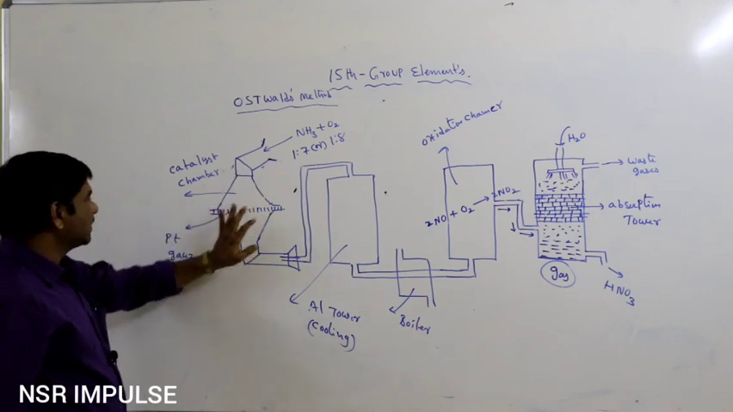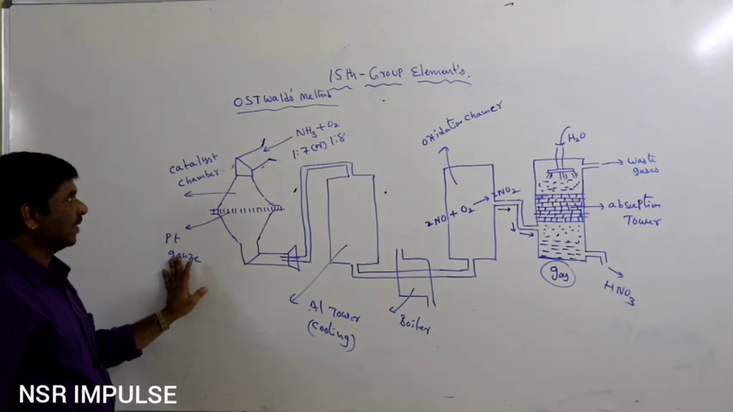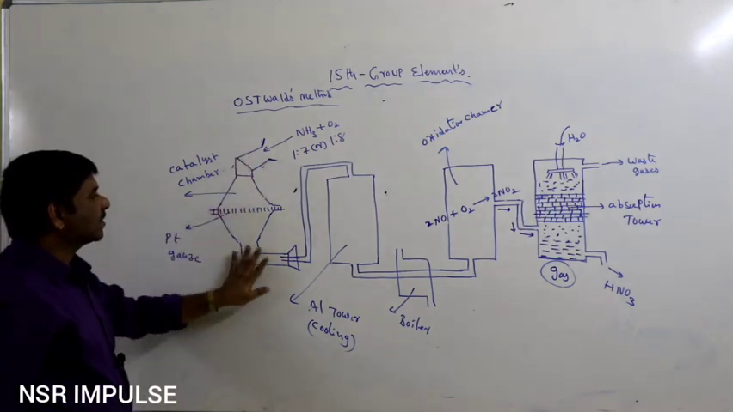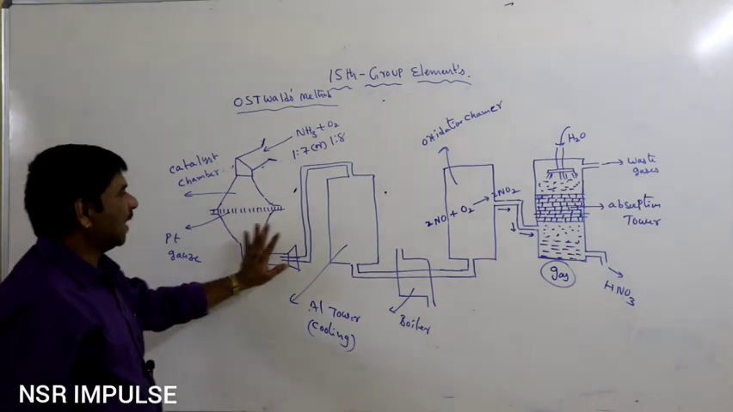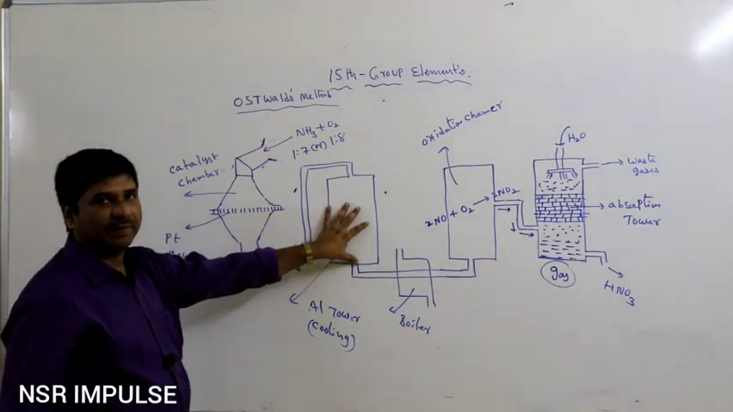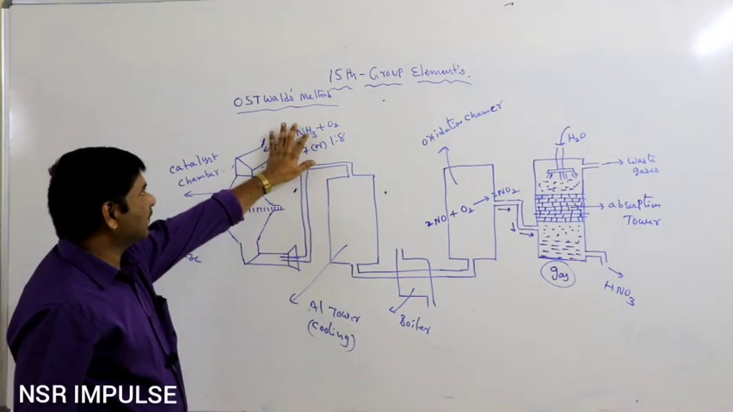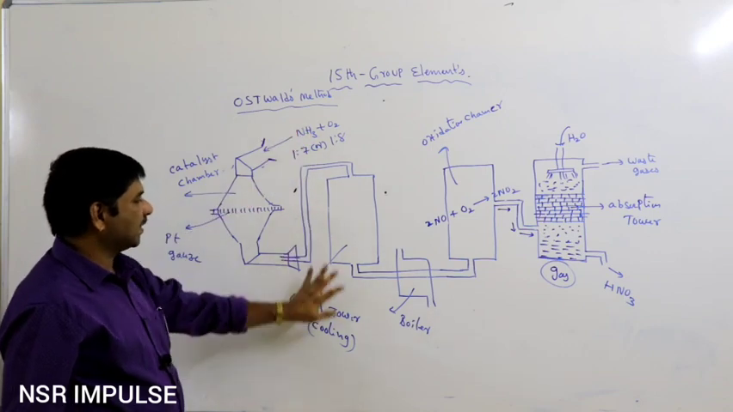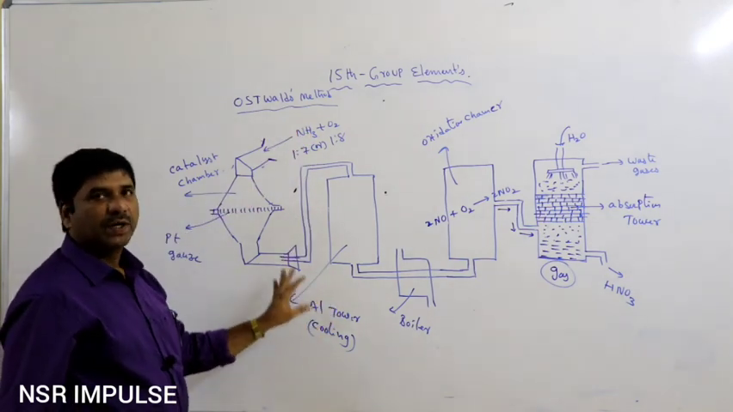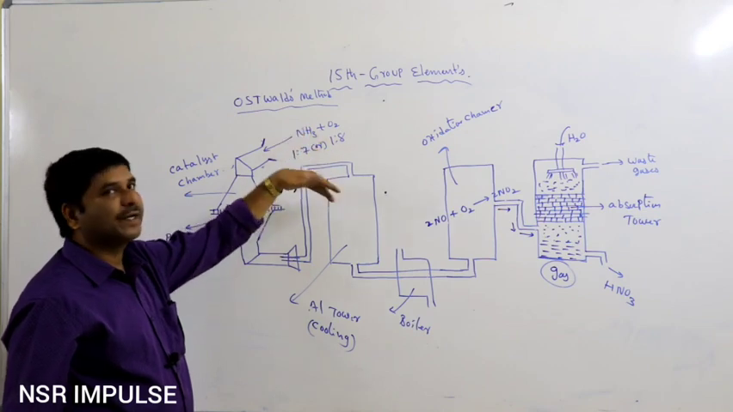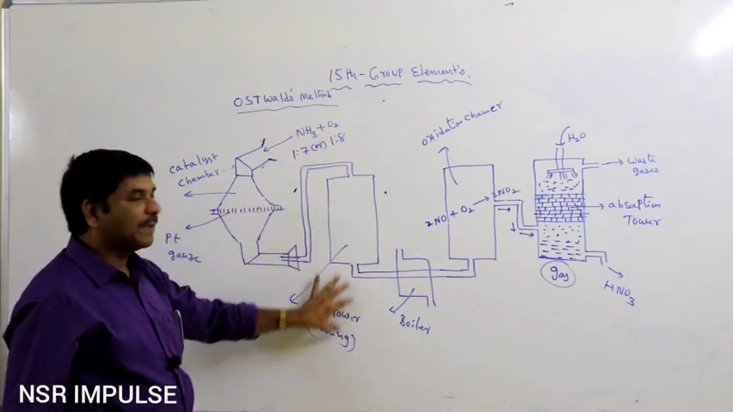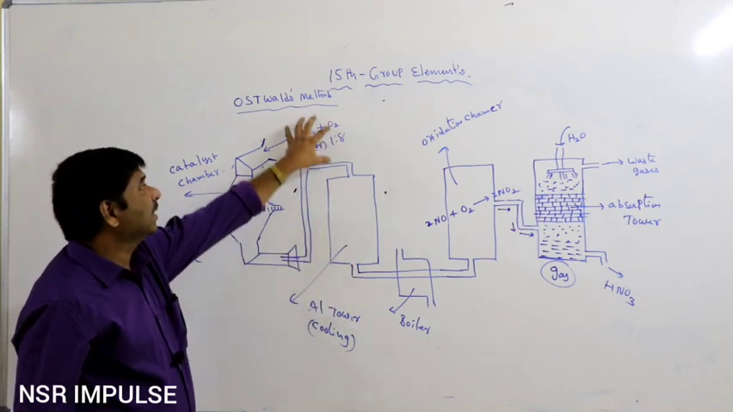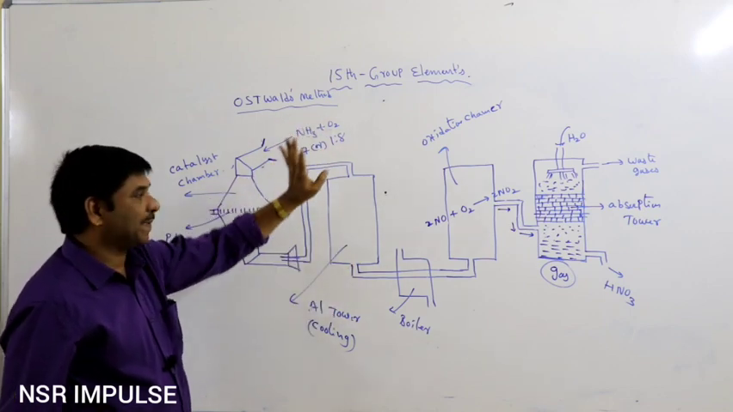What is the catalyst in this? Platinum gas catalyst. This ammonia and oxygen gas pass into the catalyst chamber, then pass into the aluminum tower. In this aluminum tower, first the ammonia and oxygen gases are cooled. Why cool them? Because impurity substances are separated in this aluminum tower by cooling.